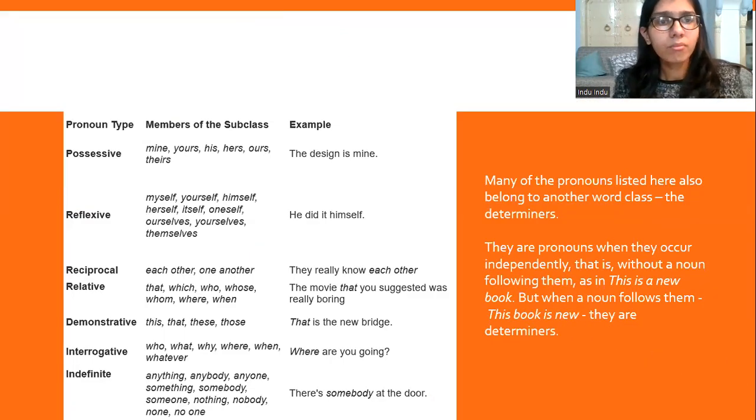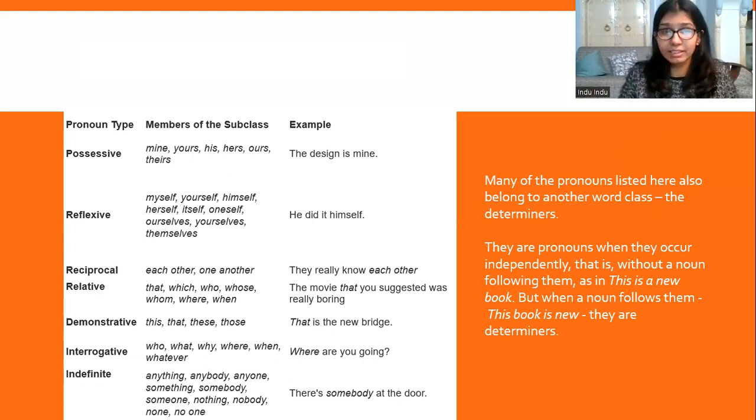So now, we have possessive pronouns, that is, the pronouns that show possession, like mine. This book is mine. The phone is yours, right? So mine, yours, his, hers, ours, the house is ours. So these, theirs, these are possessive pronouns. For example, the design is mine. So this shows possession. That is, I own the design. The design is mine, right?